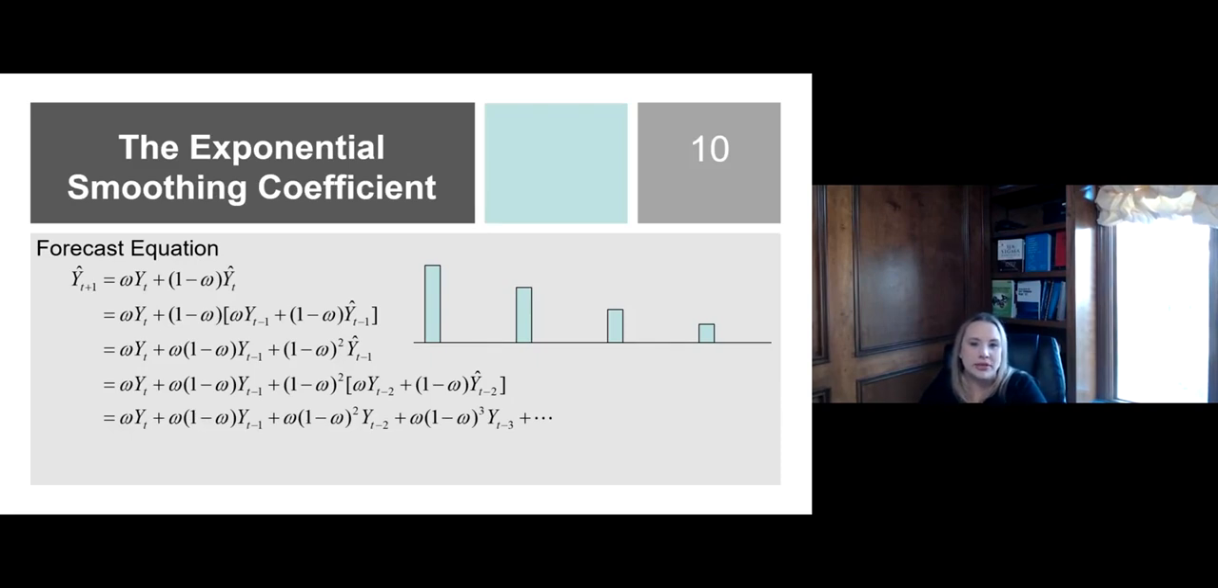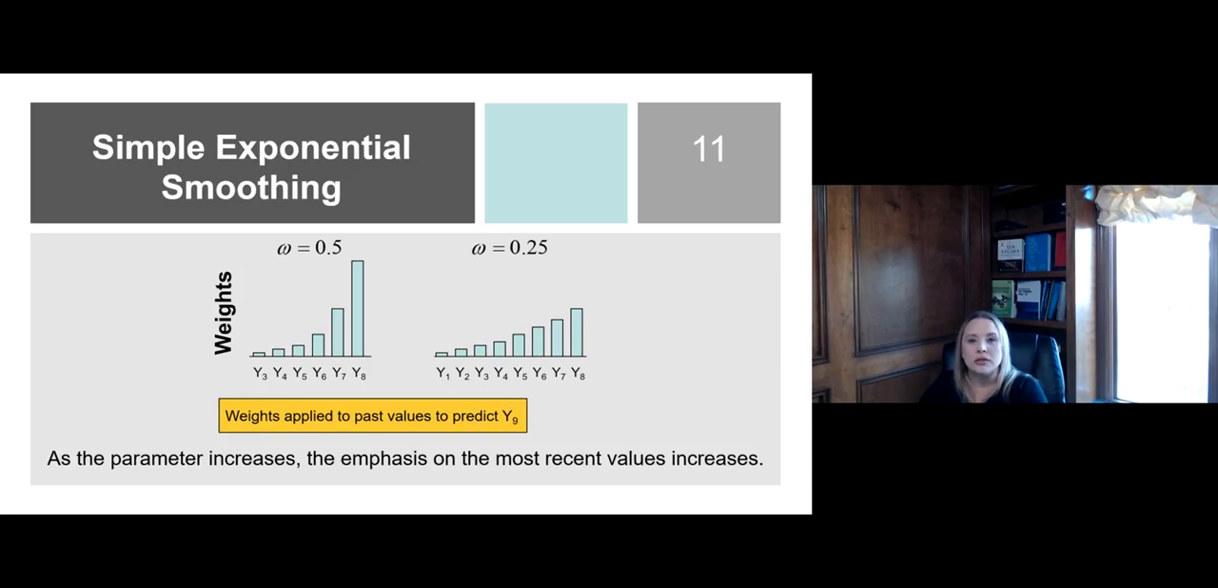Now let's look at the forecast equation and see how exponential smoothing works. So here's how we have our formula. It depends on the settings that we use, but effectively the more we go into the past, you can see that we're lowering the weights in an exponential fashion. In doing so, we are applying more weight to the more recent observations and less weight to our older observations. So this is an example of different weights, if we have a weight of 0.5 versus a weight of 0.25, and what those weights would look like when you're looking at the past 8 observations. We can see that as the parameter increases, the emphasis on the more recent value is also increasing.